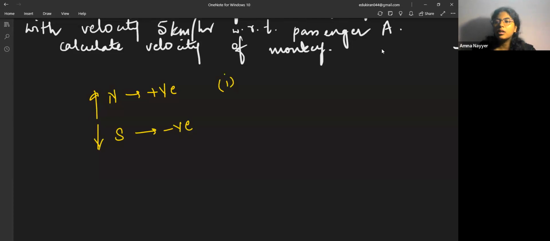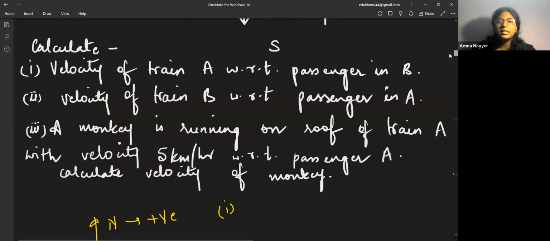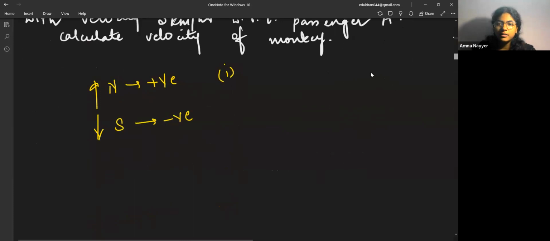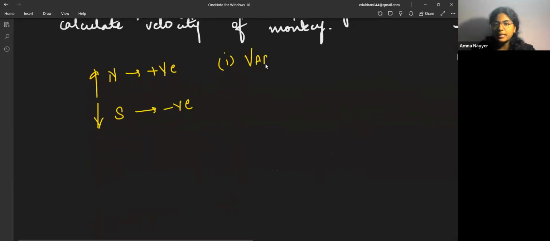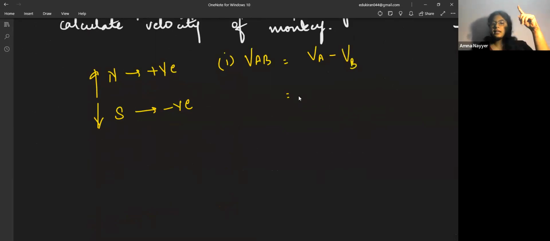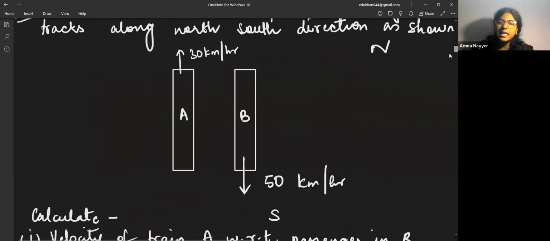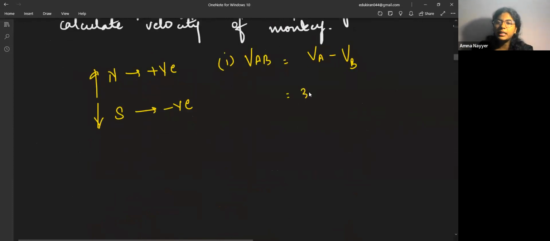First part is saying velocity of A with respect to B, right? Velocity of train A with respect to passenger in B. So what is the formula? VA minus VB. VA, velocity of train that is moving upwards. So upwards, I have taken it as positive. So this will be 30 plus 30, right?